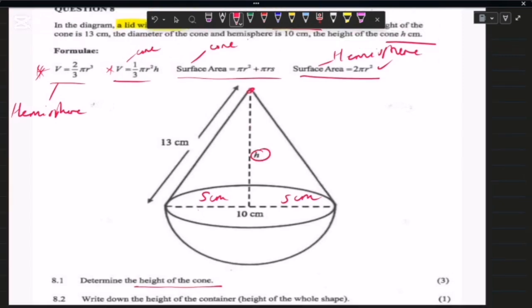Now hopefully we can see that this height that they want is perpendicular to the base of the cone, right? So we have a 90-degree angle here. It's perpendicular to the base of the cone. And with this, we can see something very interesting, that we have a very special triangle forming here. A triangle like that, and then a triangle like that.